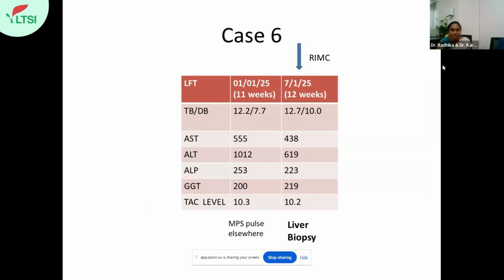For comparison, I have written that these 11 weeks LFTs were before the 5 doses of methylprednisolone. When she came to our center, her bilirubin was 12.7 with a direct component of 10, AST of 438, ALT of 619, gamma GT and alkaline phosphatase of the same range, and her TAC level was 10.2. We also did an extensive evaluation of all the other viral markers, CMV DNA and imaging, which showed a normal graft. And then we went ahead and did a liver biopsy.